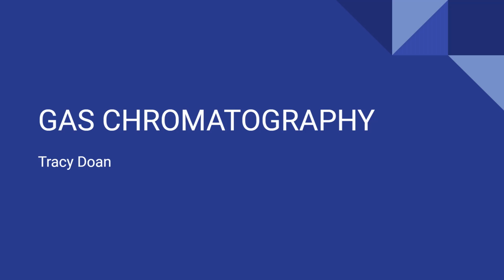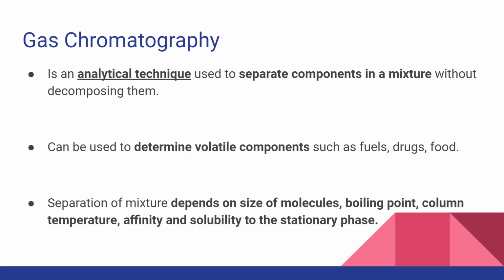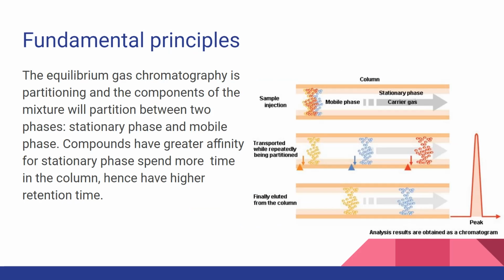Today, I will present to you about gas chromatography. Gas chromatography is an analytical technique used to separate components in a mixture without decomposing them. It can be used to determine volatile components such as fuels, drugs, and food. Separation of a mixture depends on the size of molecules, boiling point, column temperature, affinity and solubility to the stationary phase.